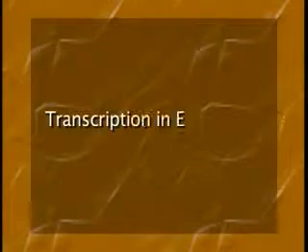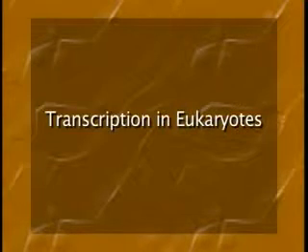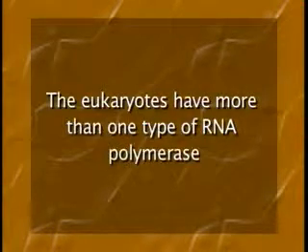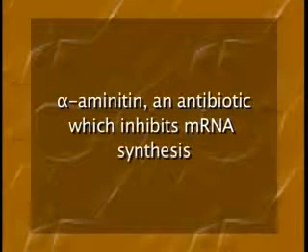Now, let us discuss transcription in eukaryotes. The eukaryotes have more than one type of RNA polymerase. Based on the sensitivity to alpha-amanitin, an antibiotic which inhibits mRNA synthesis, 3 classes of RNA polymerases have been identified which are involved in transcription of different classes of eukaryotic genes.